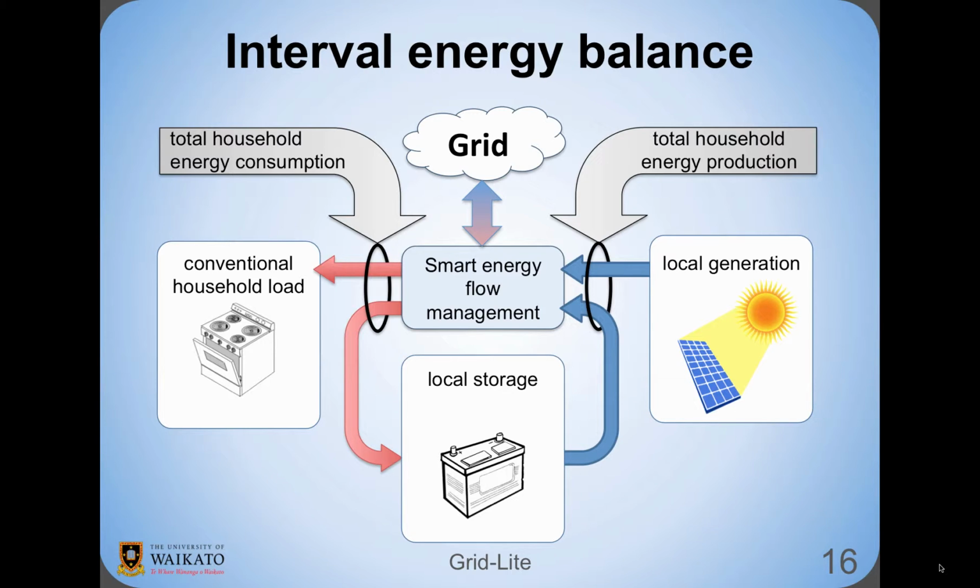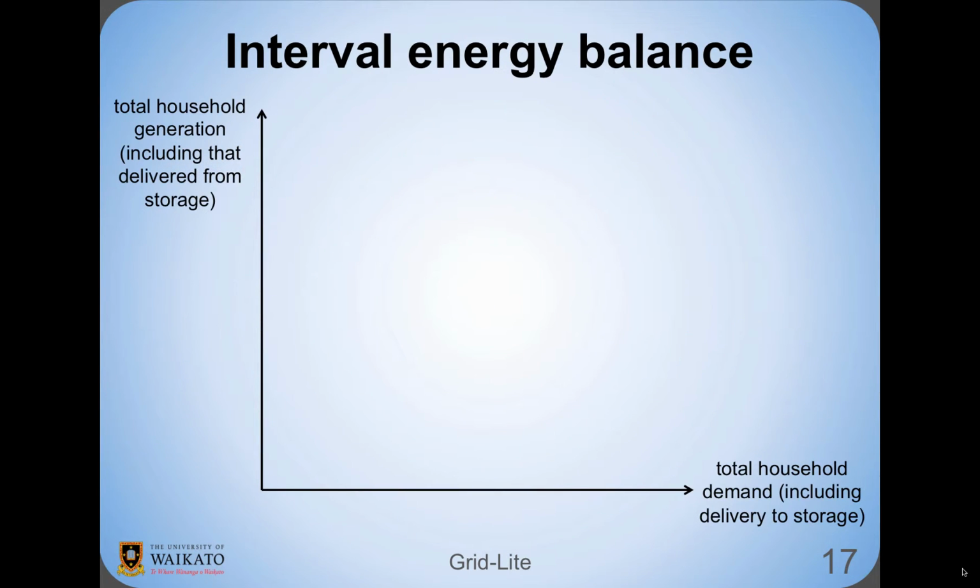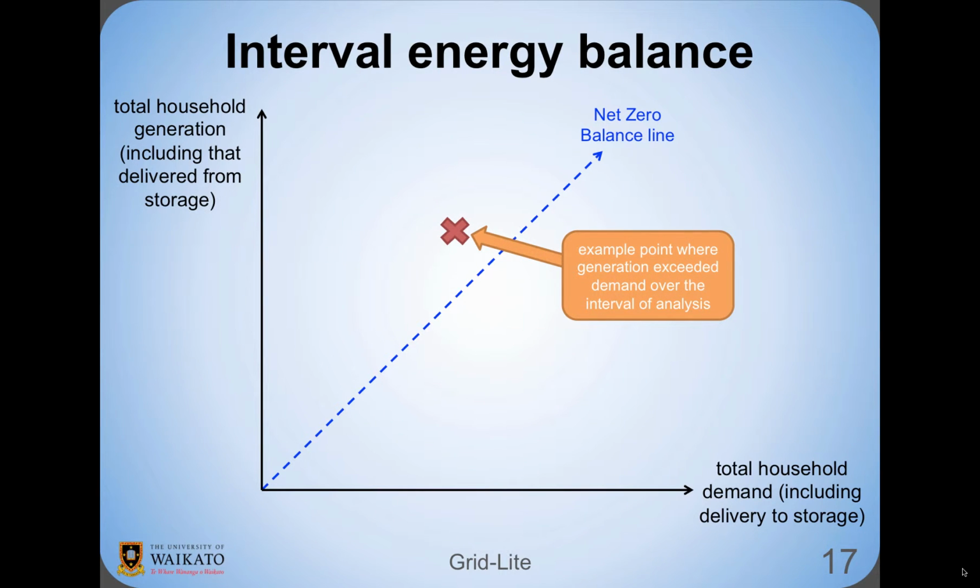This separation of battery charge and discharge is counterintuitive in comparison with other models, but vital if we're to consider behaviour over short time periods. It allows us to define our interval energy balance space, with the vertical axis representing total generation and the horizontal axis representing total consumption, as described a moment ago. In this space, a diagonal represents those points where the generation exactly matches demand over whatever time period is being considered. And for example, this point represents a situation where generation has exceeded demand over that interval.